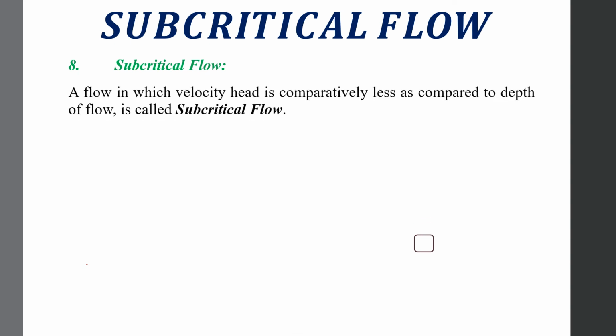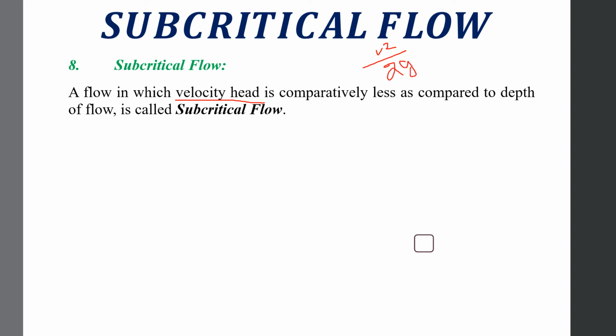So next one is subcritical flow. Then how can you distinguish subcritical flow from supercritical and critical flow? This is another criterion for flow classification. A flow in which velocity head is comparatively less as compared to depth of flow is called subcritical flow. A flow in which velocity head, what is the velocity head? Velocity head is V square divided by 2g.